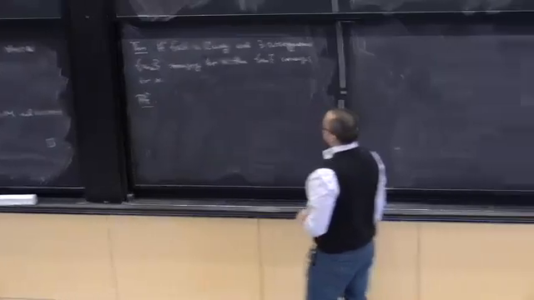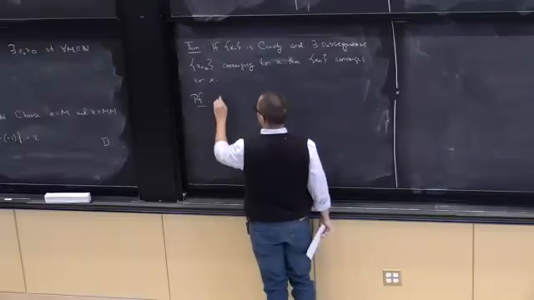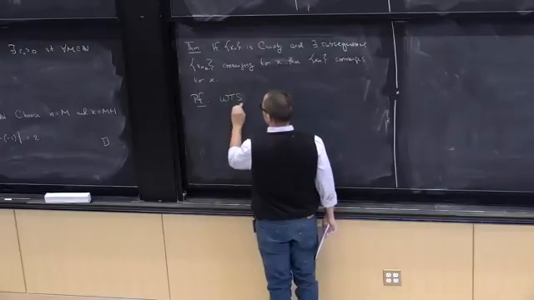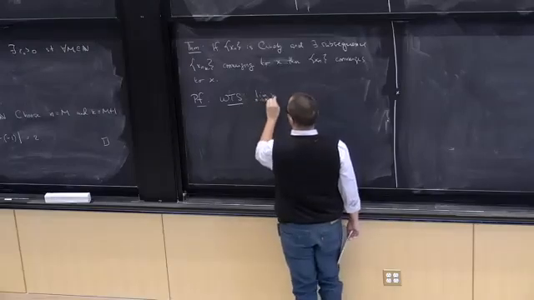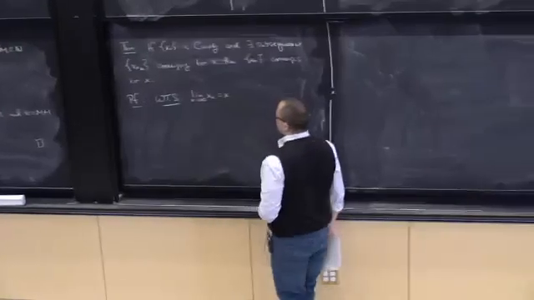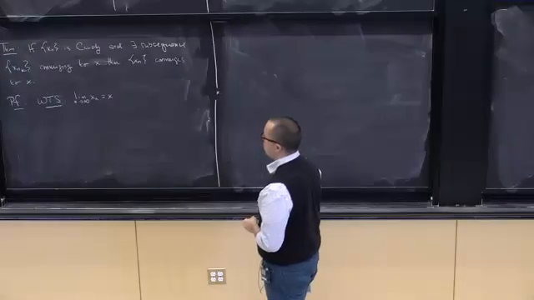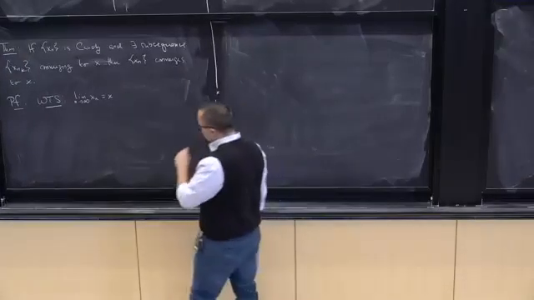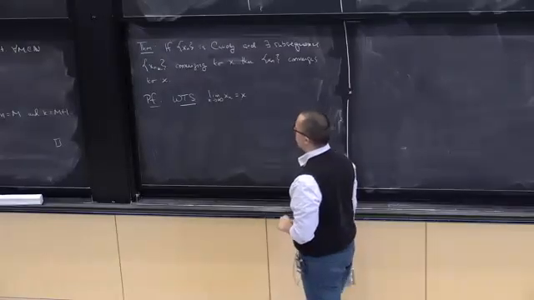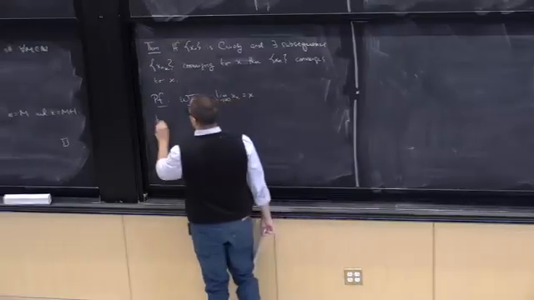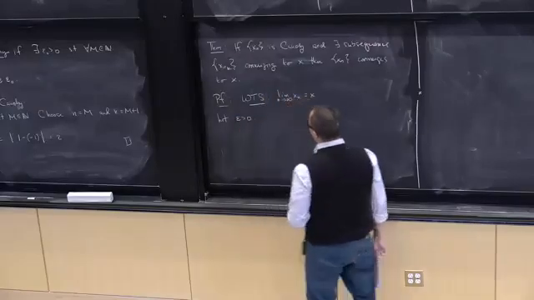Okay, so I want to show that x_n converges to x, and we're going to do this just by using the definition, by verifying this through the definition, not using the squeeze theorem or anything like that. So let epsilon be positive.